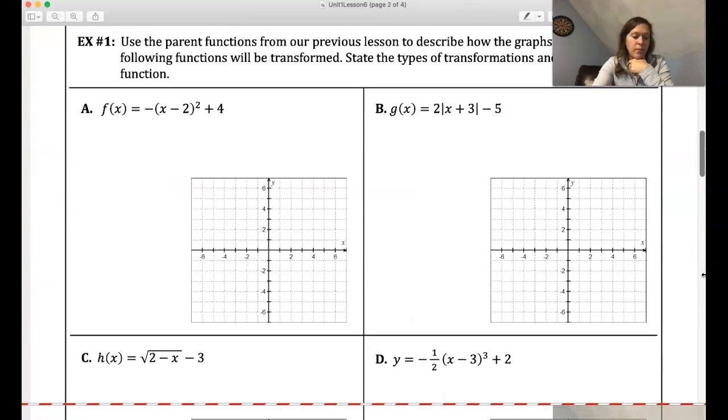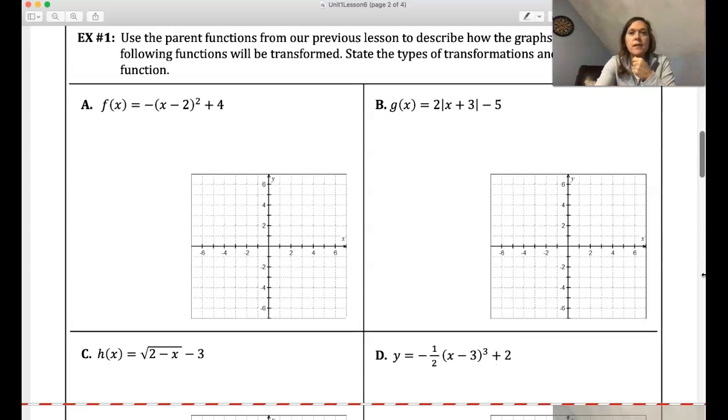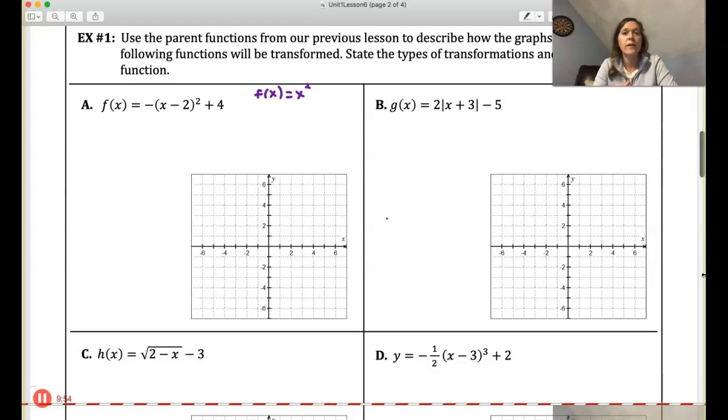So here we go. Example number 1. Use the parent functions from our previous lesson to describe how the graphs of each of the following functions will be transformed. State the types of transformations and graph the function. Okay, so here is our first function. I see that squared, which tells me that my parent graph is f of x equals x squared. So it's going to be a quadratic graph. Remember, your quadratic graphs are your parabolas. Its vertex, minimum point is down there at 0, 0, and then it's concave up, right?